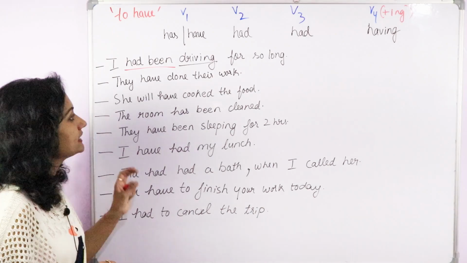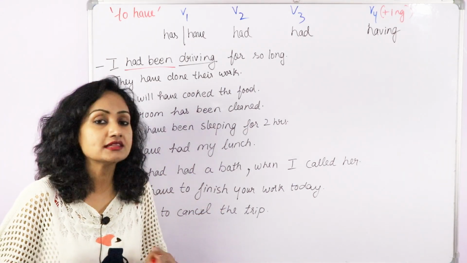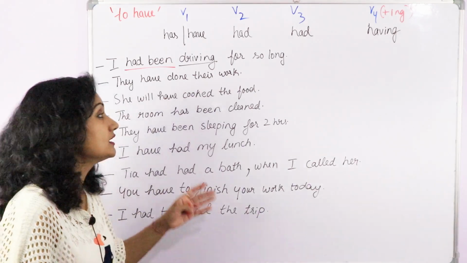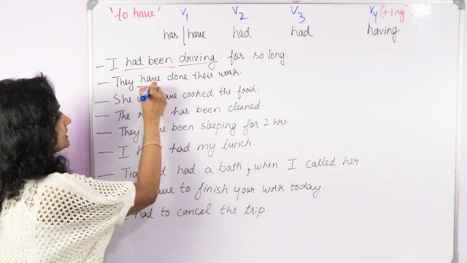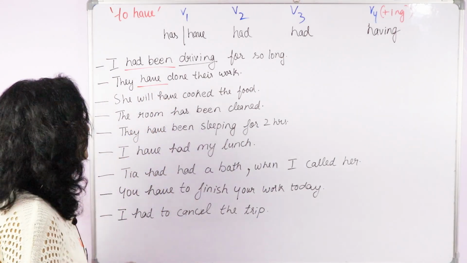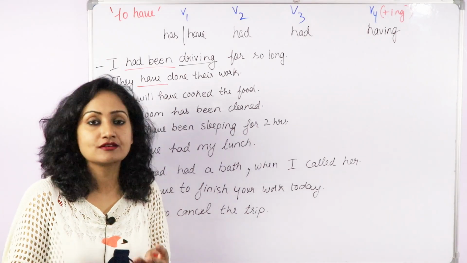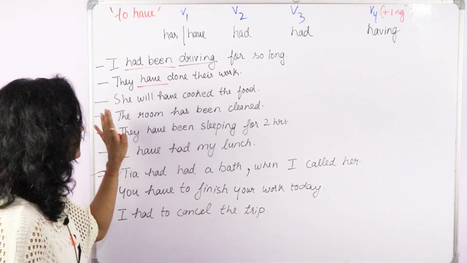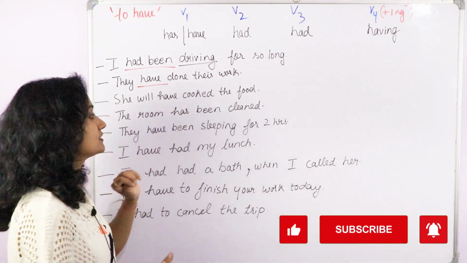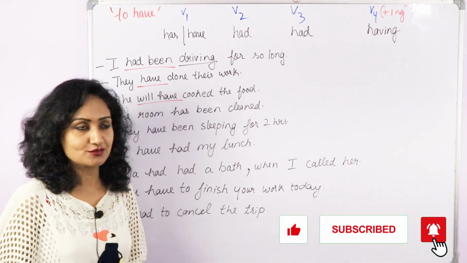Okay, now they have done their work. This is present perfect. They have done their work, they have completed their work. Subject plus has or have plus third form of the verb. So here have is a helping verb. She will have cooked the food by the time I reach home. She will have cooked the food. Okay, so this is future perfect tense. Subject plus will have plus third form of the verb. So will have are auxiliary verbs.